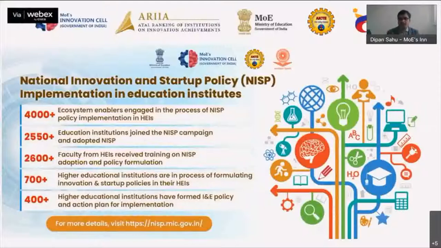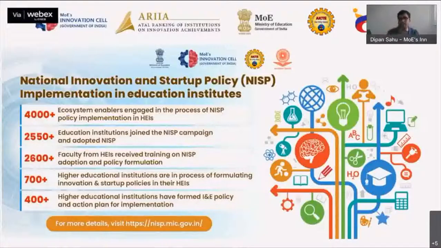Because the objective of NISP is that each and every institute will think through a vision-oriented approach, and they will consider the short-term, mid-term, and long-term goals into account. And they will engage and deploy the resources. And through collaboration and through a co-creation approach, they have to come up with an action plan document on how to accelerate, streamline, and strengthen the innovation and entrepreneurship ecosystem in the campuses. This is what NISP says.